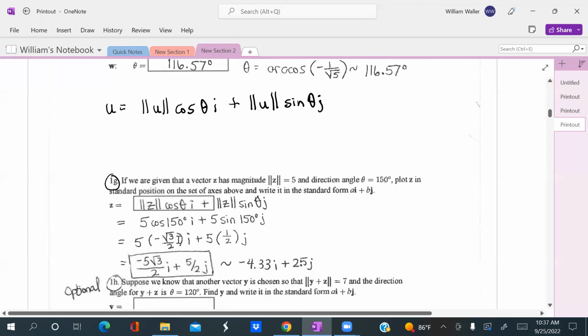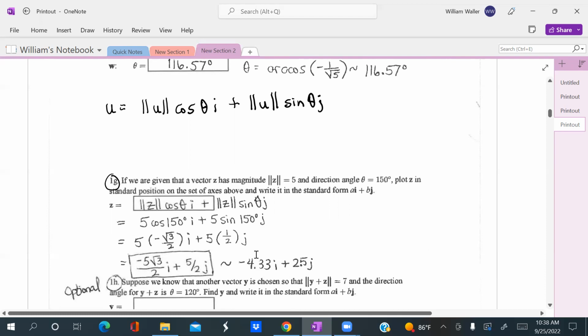150 degrees is a special angle, so it's easy to find its cosine and sine. The cosine is going to be minus square root of 3 over 2, and the sine is going to be 1/2, because the reference angle for 150 degrees is 30 degrees. Then just simplify a little bit, and there you are. There's the standard form of the vector z: minus 5 square root of 3 over 2 times i, plus 5/2 times j. In decimal approximations, this is approximately minus 4.33 times i plus 2.5 times j.